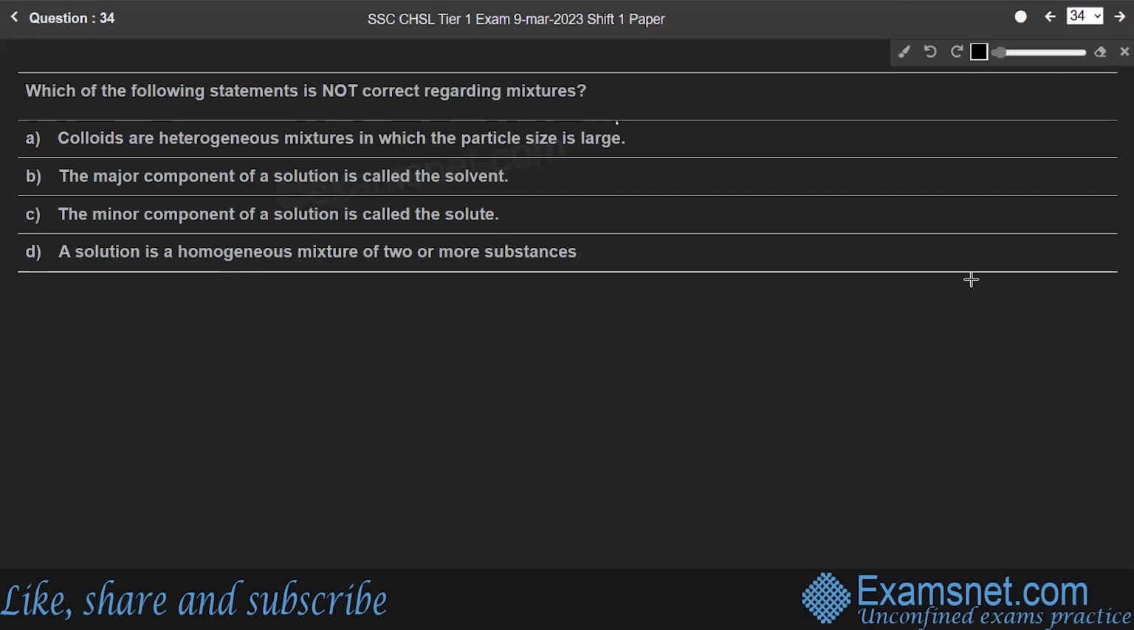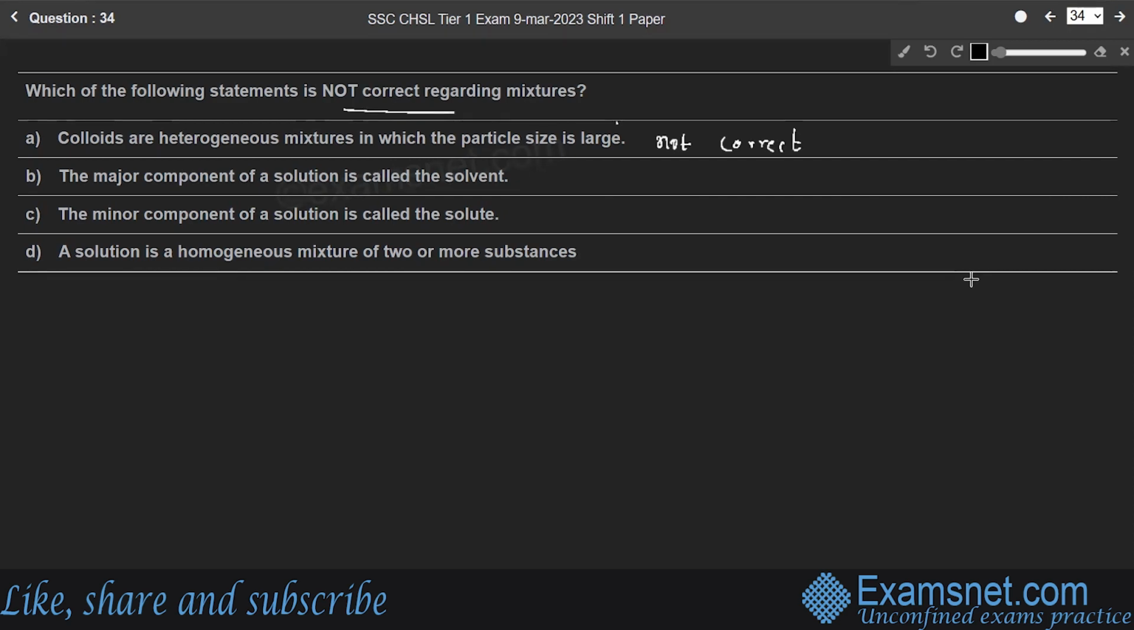Question 34. Which of the following statements is not correct regarding mixtures? Here option A, colloids are heterogeneous mixtures in which the particle size is large. So which is not correct? Not correct, because a homogeneous non-crystalline substance consisting of large molecules or ultra-microscopic particles of one substance dispersed through a second substance is called a colloid.